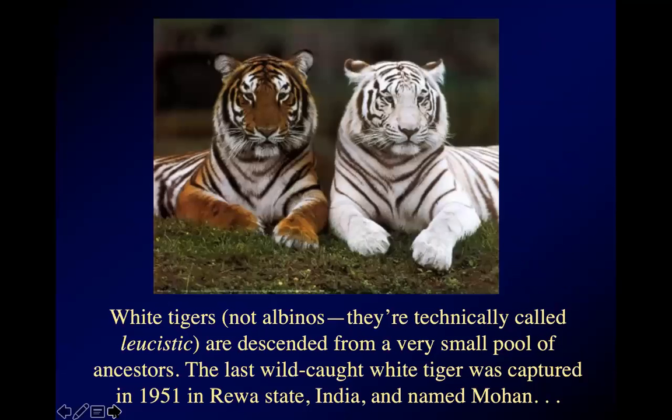Here's a more recent example. There's a white tiger. Technically, this is not an albino. This particular mutation is called leucistic. The very last wild-caught white tiger was captured in 1951 in India and was named Mohan.